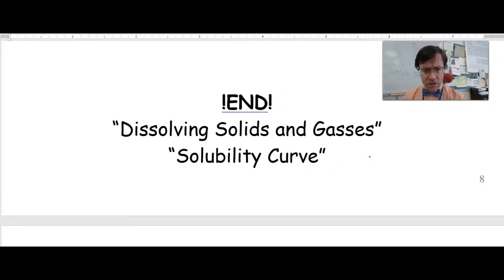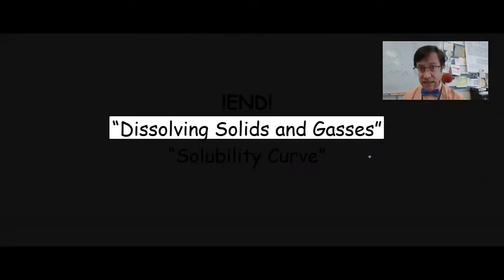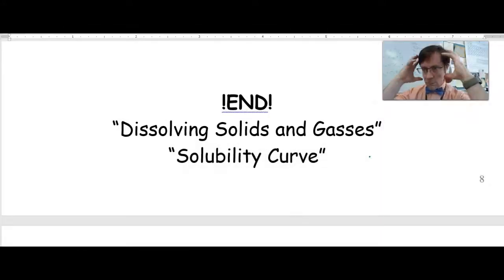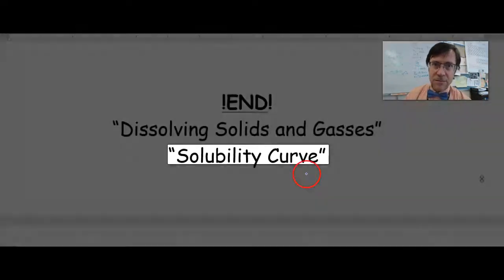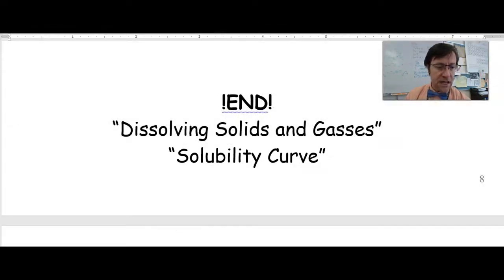Because now we're done. What we're going to do is look at dissolving solids and gases, mull the ideas around in our head, and then we have a whole bunch of work using that Table G.